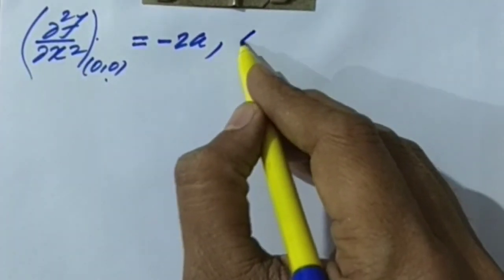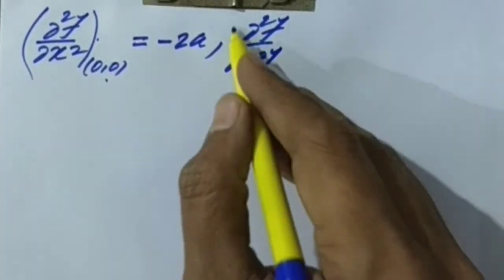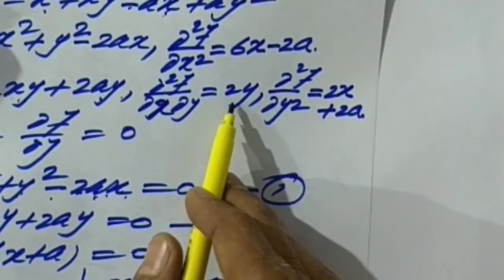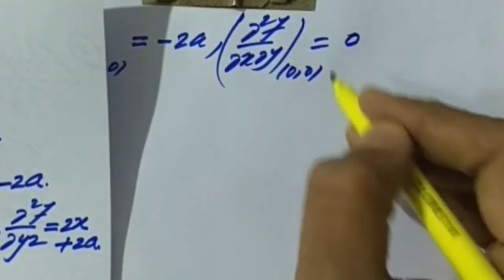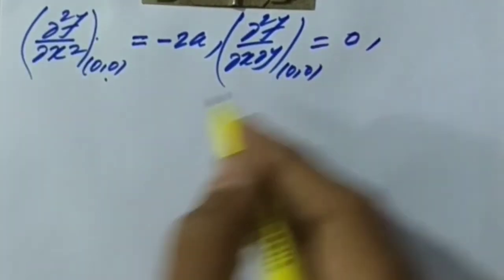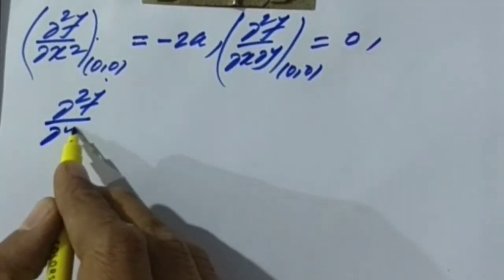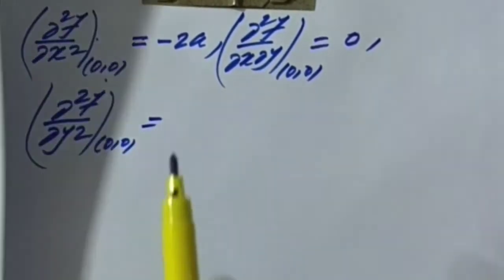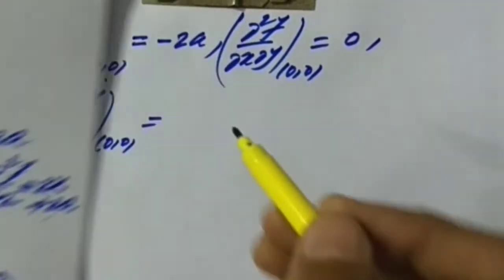Now similarly ∂²f/∂x∂y at (0, 0). This is 2y, so putting x equal to 0, y equal to 0, we get 0. And finally ∂²f/∂y² at (0, 0), we get 2 into 0 plus 2a, that is 2a.